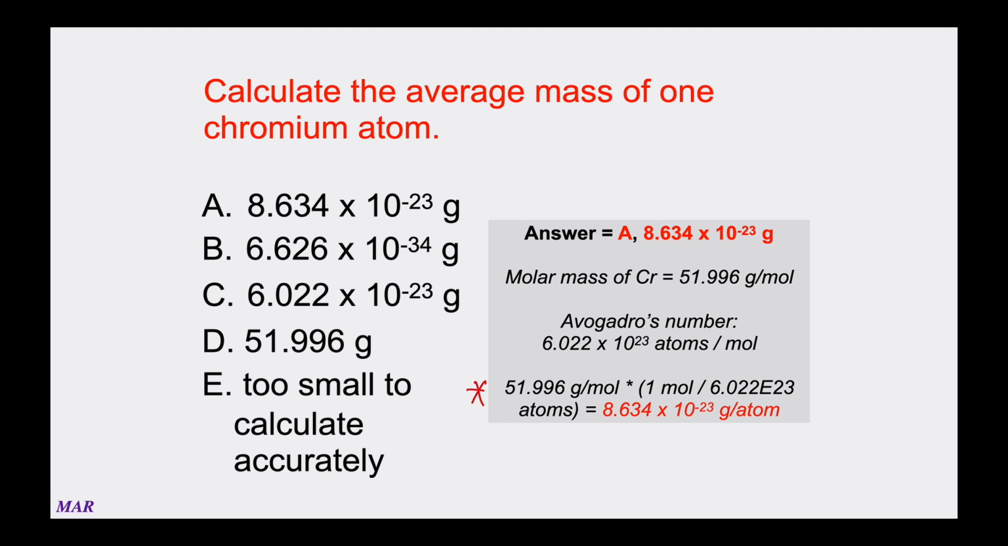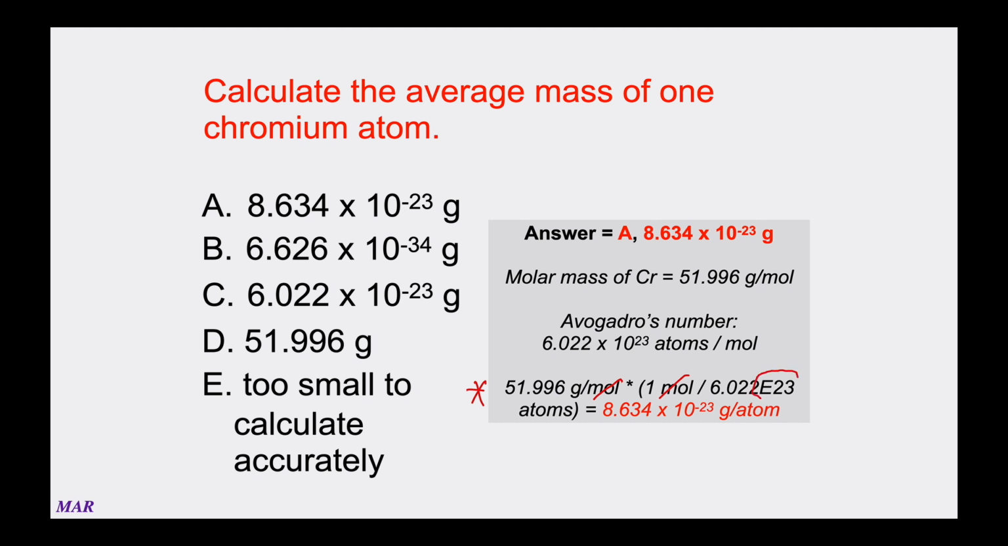And again, on the bottom right here, you can see how this works. 51.996 comes from the periodic table. That's the grams per mole. You then essentially want to divide by Avogadro's number. The moles on the bottom and the molar mass are canceled by the moles in the top. When you divide by Avogadro's number, you end up with that very, very, very small number of grams per atom.